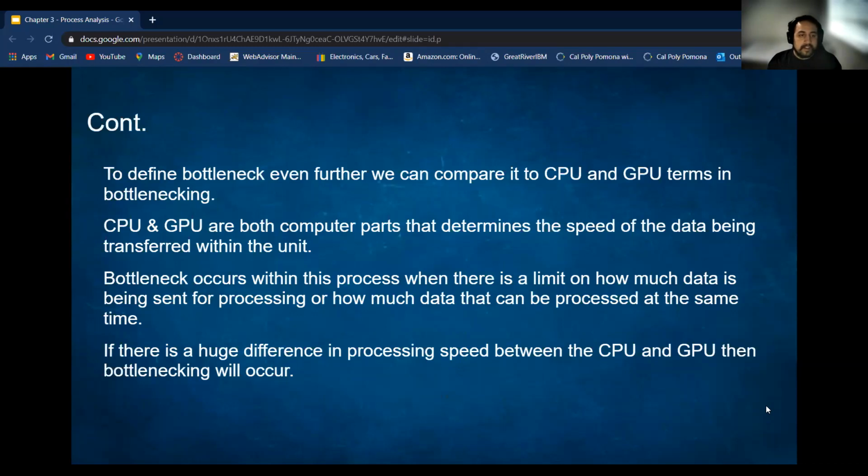To define bottleneck even further, we can compare it to CPU and GPU terms in bottlenecking. GPU and CPU are both computer parts that determine the speed of the data being transferred within the unit. Bottleneck occurs within this process when there is a limit on how much data is being sent for processing or how much data can be processed at the same time. If there is a huge difference in processing speed between the CPU and GPU, then bottlenecking will occur.